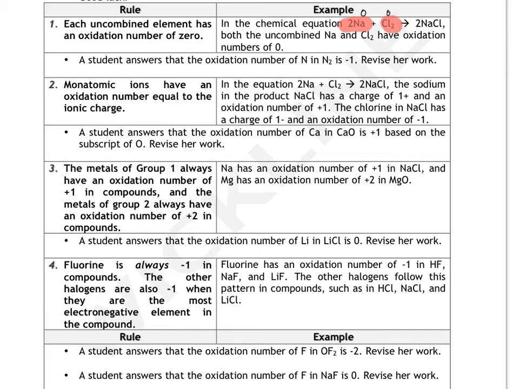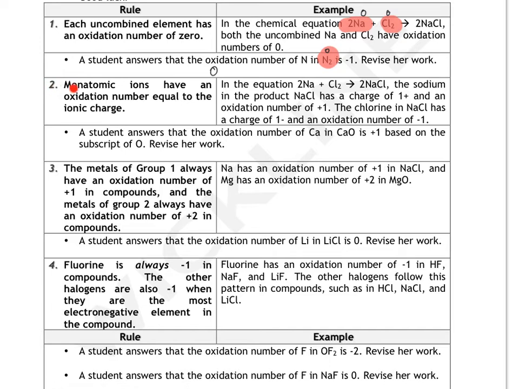Here's an example. A student answers that the oxidation number of the nitrogen in N2 is negative 1. Let's revise her work. Well, nitrogen in N2 is considered an uncombined element. And that's because it isn't combined with any other elements. So if it's uncombined, then it has to have an oxidation number of 0.